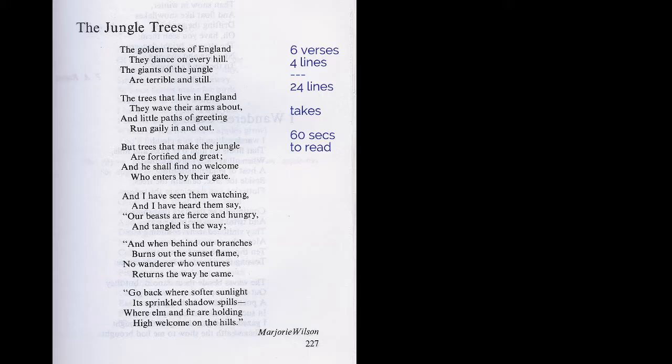Then after that, what we did is we looked at a poem, which was The Jungle Tree by Marjorie Wilson. I really liked the flow and the meter of it. In other words, it was 4 lines over 6 verses that gave me 24 lines, and that was really useful because I had 24 video clips. Don't ask me why, it just worked out that way.